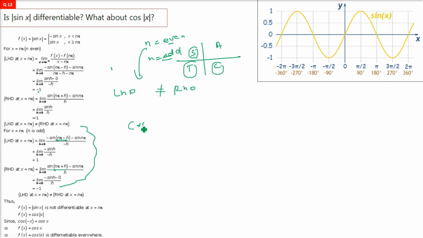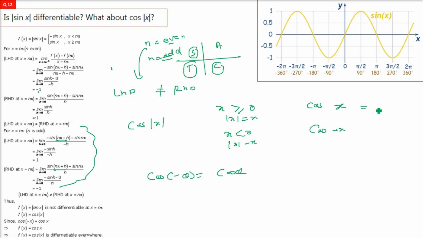Coming to cos modulus of x. Cos modulus of x is simply cos of minus x or cos of x. If x is greater than or equal to 0, mod x will be replaced by positive x. The modulus is only on x, not on cos, right? And when x is less than 0, mod x will be replaced by negative x. So cos x and cos minus x. What is cos minus theta? We have already seen a number of times, cos minus theta is cos theta only. Cos theta and cos minus theta, they both are cos theta only.